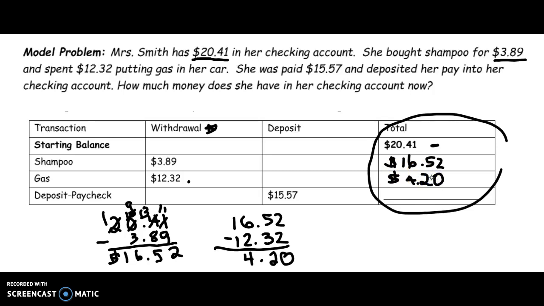The last part of the problem says she was paid $15.57. So when she's paid, that's money she's actually getting, and that's called a deposit. So she's going to put that money into the bank so that her total grows. So since it's a deposit, we're going to start with $4.20, and we're going to add $15.57. So 7, 7, 9, and 1. So at the end of all of her spending and getting paid, she has $19.77. Okay.